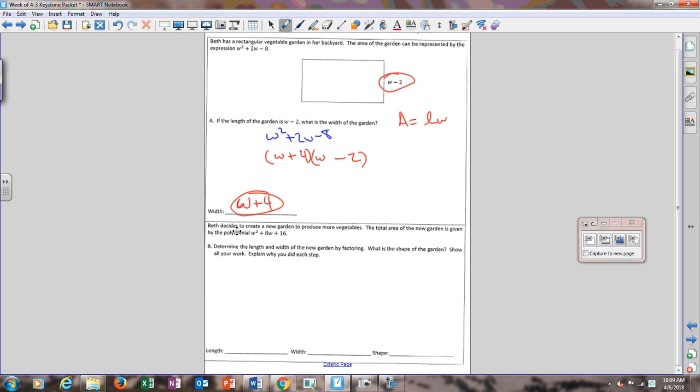Okay, part 2 of this. Beth decides to create a new garden to produce more vegetables. Total area of the new garden is given by the polynomial W squared plus 8W plus 16. Determine the length and width of the new garden by factoring. So it tells you to factor. So W squared plus 8W plus 16. So it's going to give you a W and W. Then what multiplies to give you 16. This is a plus and a plus, which means it's plus and plus down here. What multiplies to give you 16 and adds to give you 8? That would have to be a 4 and a 4. So your length is W plus 4. Your width is W plus 4. And the shape would be a square instead of a rectangle.